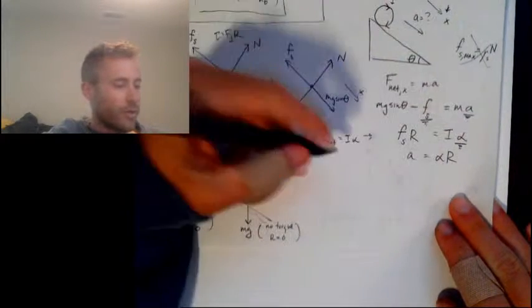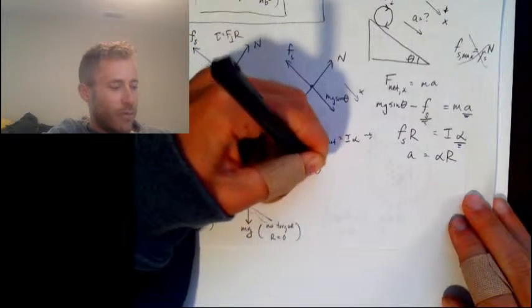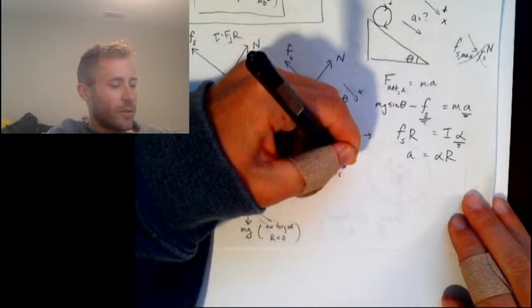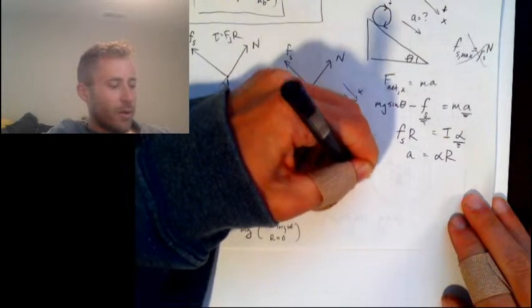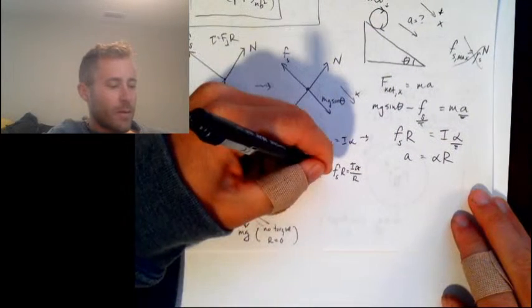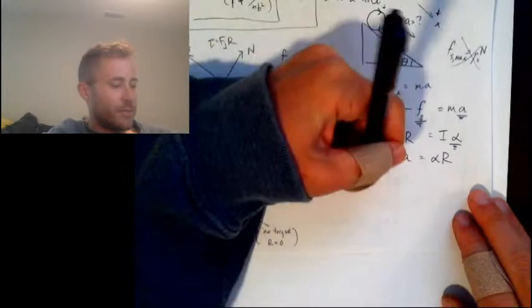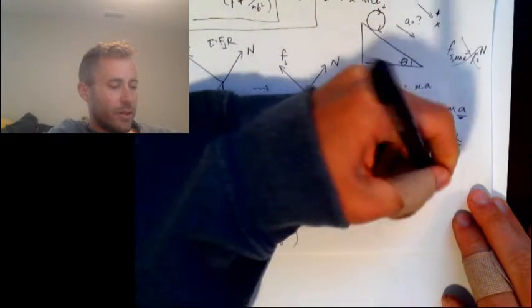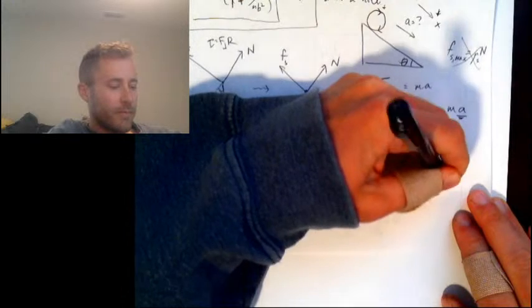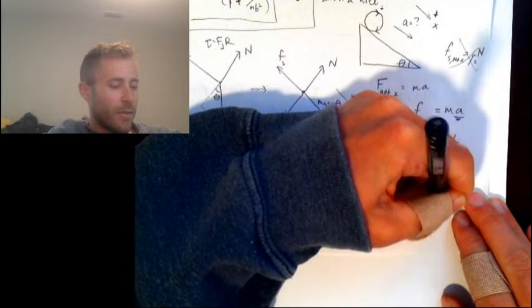So I'll just go through the steps really fast. I get a over R equals alpha, which I then plug into the second equation, F sub S times R equals I a over R, which I then plug into the first equation, which says that the linear acceleration is g sine theta over 1 plus I over m r squared.